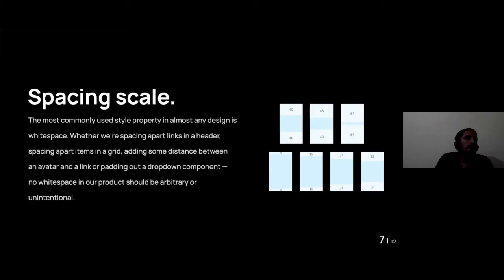The next one is spacing scale. Another important thing we need to focus on is spacing. To produce a good visual hierarchy, we need to provide a spacing scale in an appropriate way. What matters the most in design is white space also. Whether it's spacing apart links in a header, spacing apart items in a grid, adding some distance between an avatar, like a profile picture, and other items in a UI list, or padding in a link or dropdown component. White space plays a very important role.